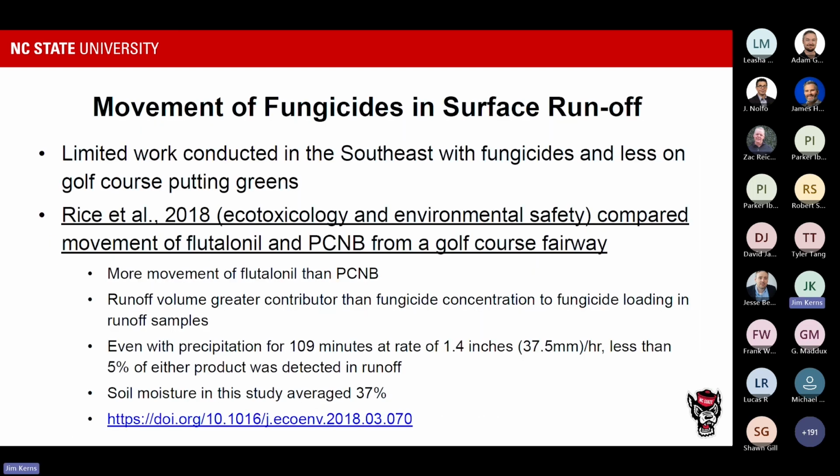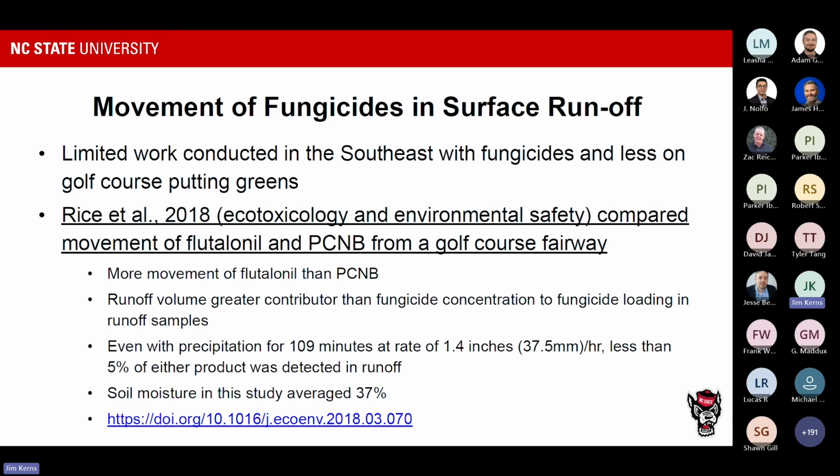Now, some folks have asked, can these things run off? Because the work we're doing is on flat greens. And very good question. And we have not really done this in the Southeast. Really, I've never seen this much anywhere on putting greens. If somebody has, please send me the reference.